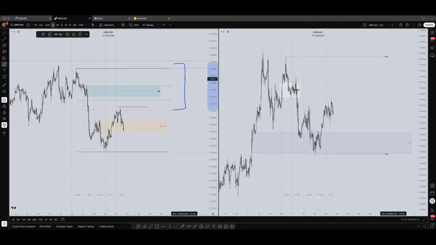in this upper part, which is discount, sorry, premium. In this area we have the optimal trade entry, which we have the order block, and yeah, so keep in mind this area, hopefully price will drop from here.